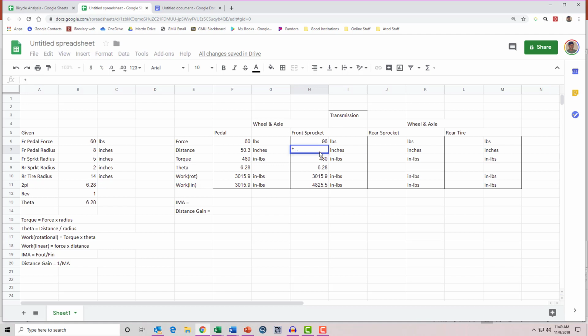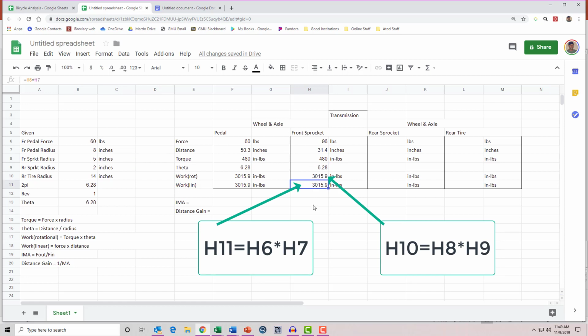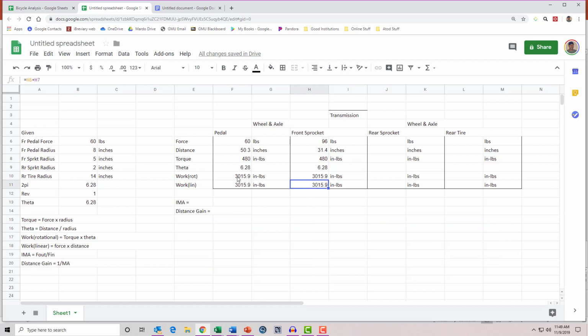This is equal to theta times the radius of the front sprocket. Oh, which is 5. Sorry. And there we go. Now you see these numbers are all working out. What I want to show here is, first off, work in equals work out, rotationally and linear.